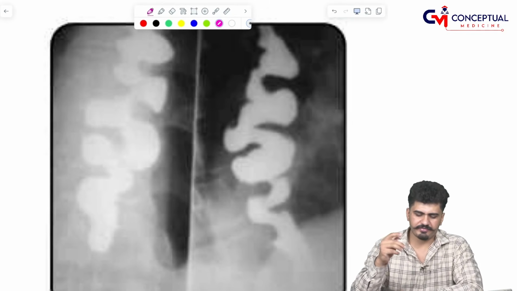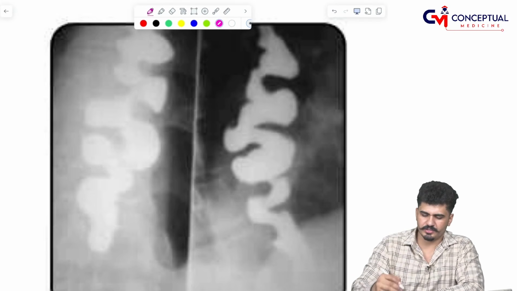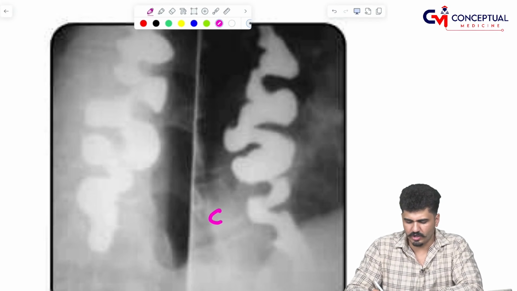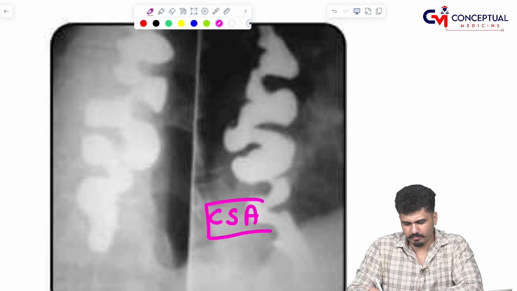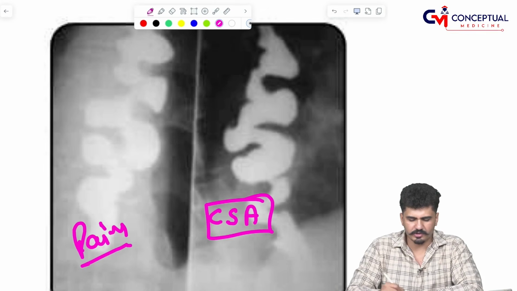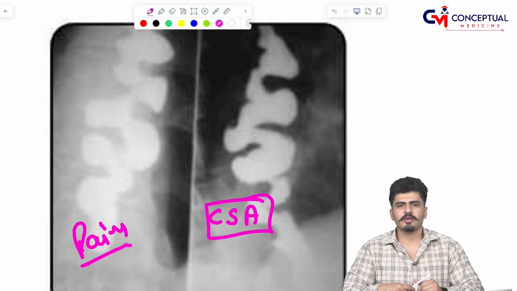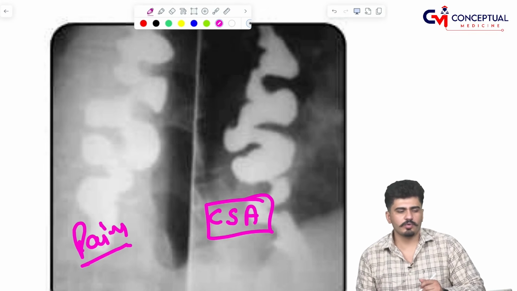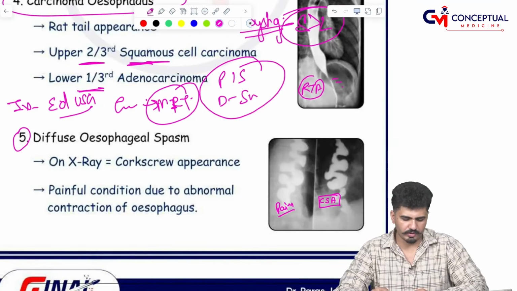And there is a filling defect on the barium swallow investigation. You are going to see which appearance? This is called the corkscrew appearance. This is a motility disorder, or in short, a painful motility disorder, in which you are going to see the corkscrew appearance, my dear friends.